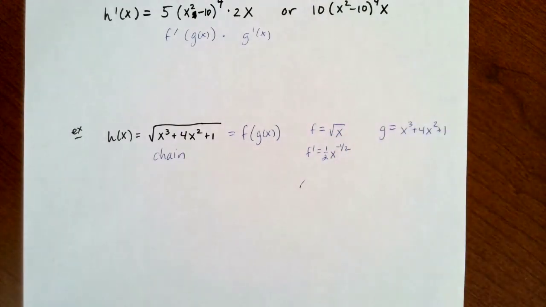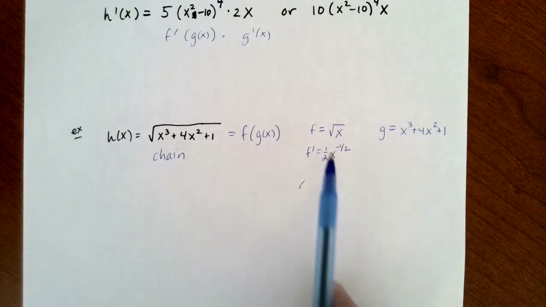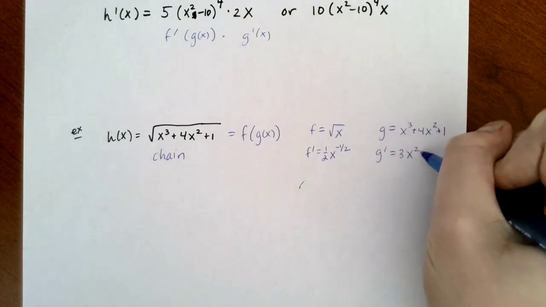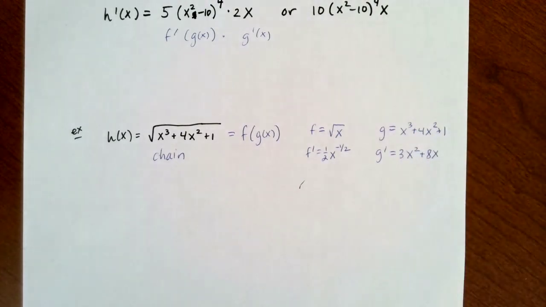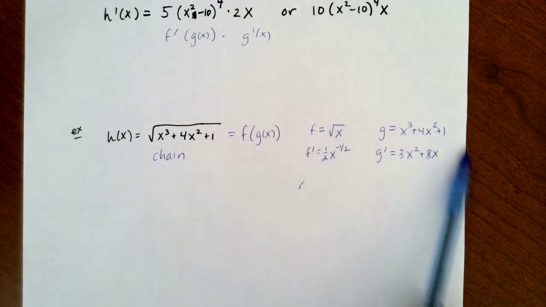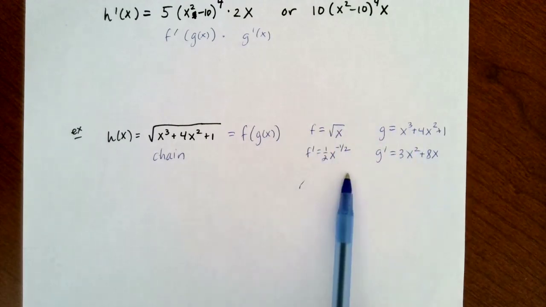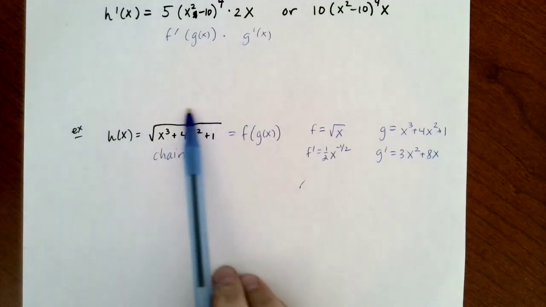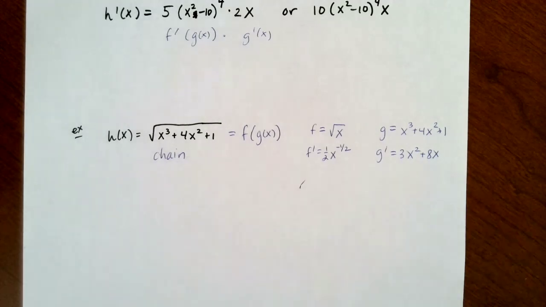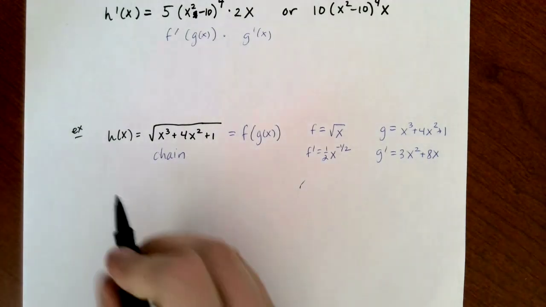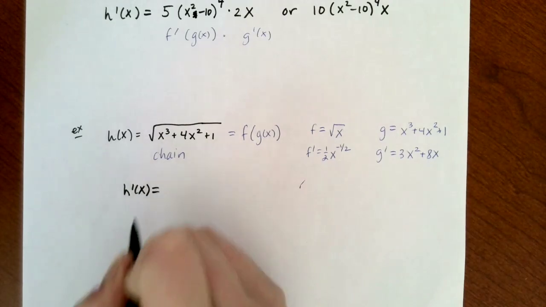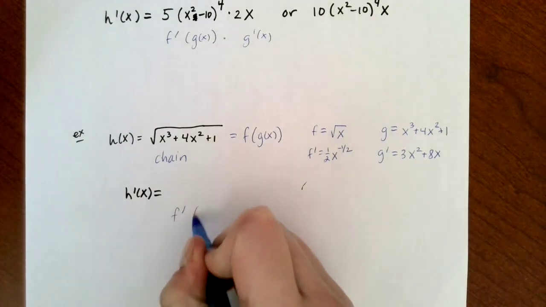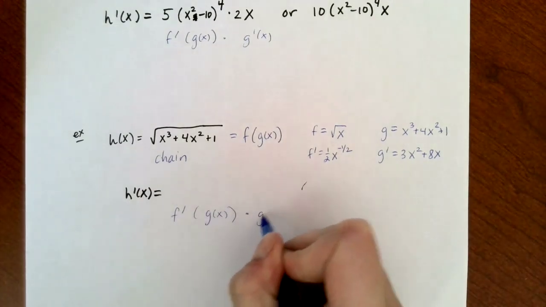The derivative of root x is 1/2 x to the negative 1/2, because really root x is just x to the half power. The derivative of g will be 3x squared plus 8x. So again, the scratch work looks the same as it would if I decided to do the product rule or the quotient rule. But we decided we're doing the chain rule because we're seeing composition, like all this together. So my overall derivative will use this new chain rule. So from my scratch work, I want f prime of g times g prime.